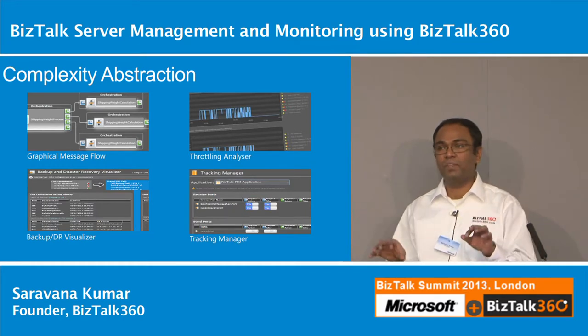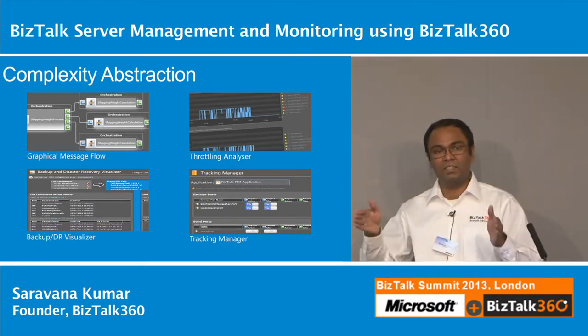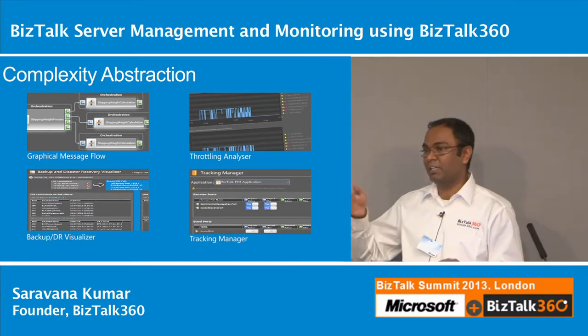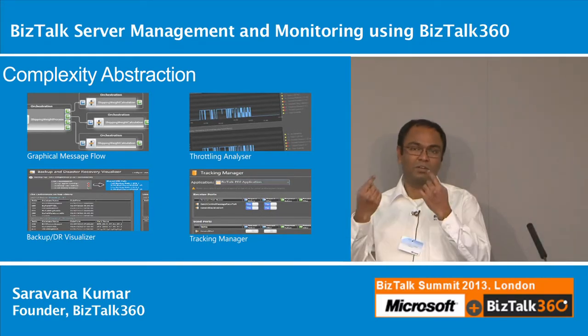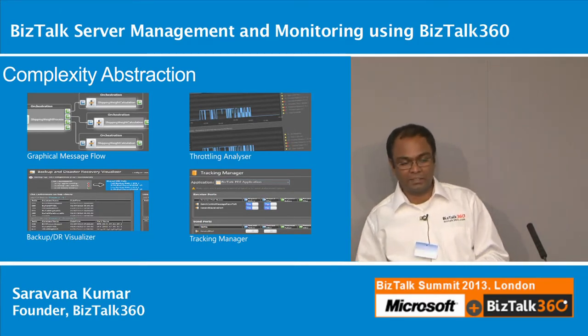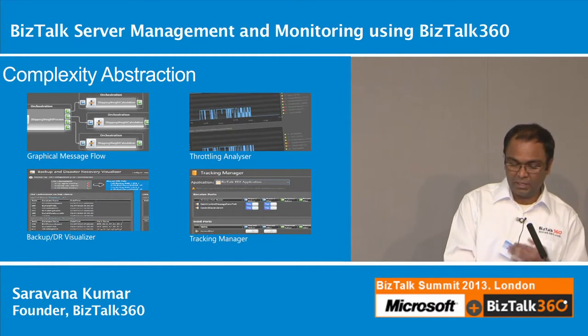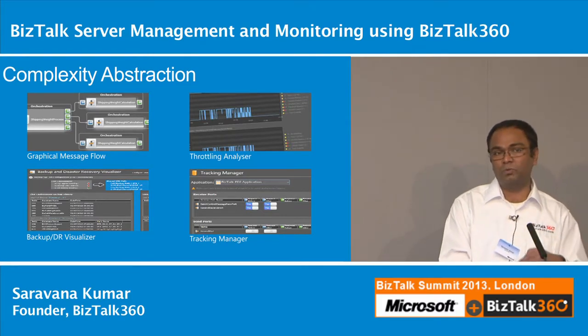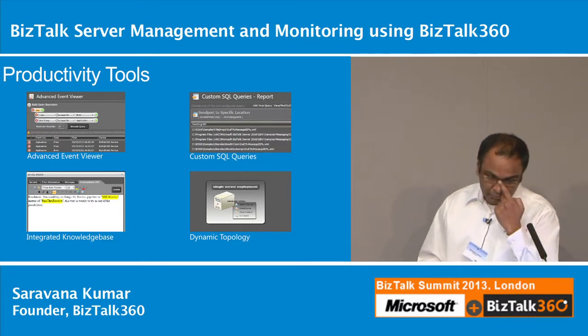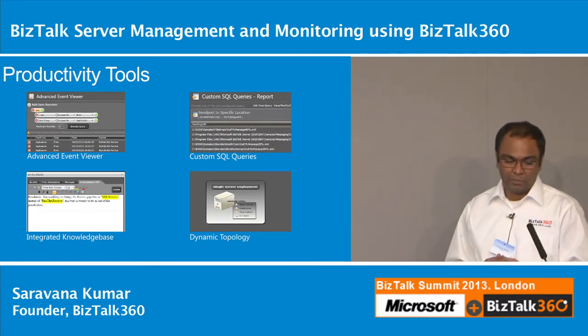Once you set it up, then you will get a view of whether it's healthy, what's the history record on the production side, what's the history record on the DR side, and then you'll have red and green indicators to show you whether it's healthy or not healthy. And tracking manager is something where you get a single page view to understand how much tracking you have enabled on the environment. And we got a bunch of productivity tools.